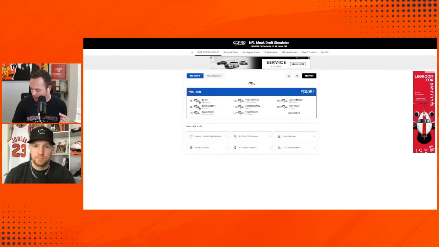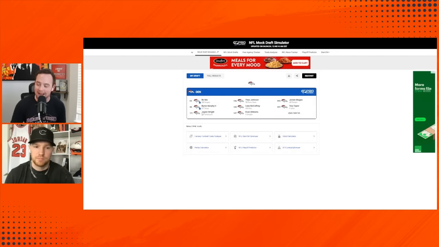Denver gets Bo Nix, Denver gets Byron Murphy, 38th overall, and then Jalen Wright, 121st overall, running back out of Tennessee. Theo Johnson, tight end out of Penn State, 136th overall. Luke McCaffrey at 145th. Safety Evan Williams out of Oregon, 147th. And then you get Jordan McGee, linebacker out of Temple, and Torrey Taylor, punter out of Iowa, 203rd and 207th overall. Sayre, if you had to give this a quick grade on today's Mock Draft Monday simulation, where would you be landing here?